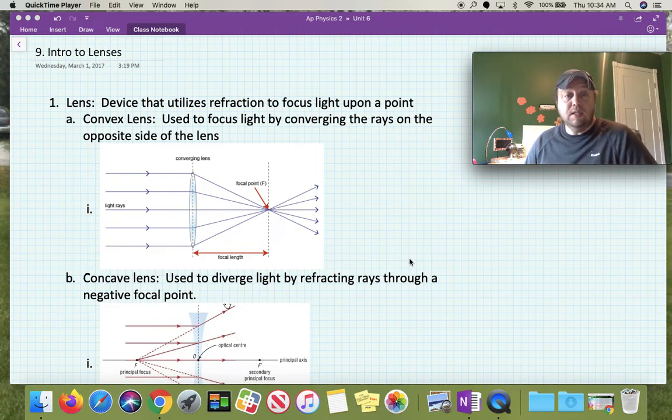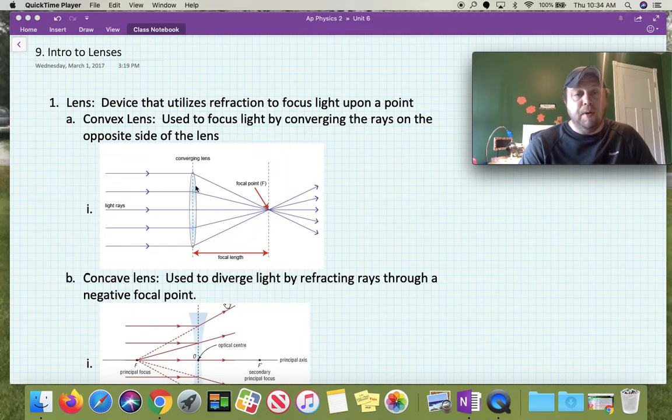So a lens is a device that utilizes refraction to focus light upon a point. Okay, so when this happens, when light comes in, we should know, so if we're looking at this convex lens here, and I'll get into the definition here in a little bit because this definition is somewhat correct, and I'll talk about that here in a few seconds.